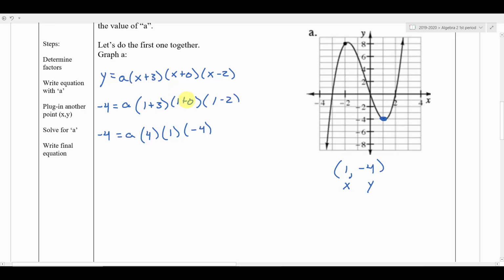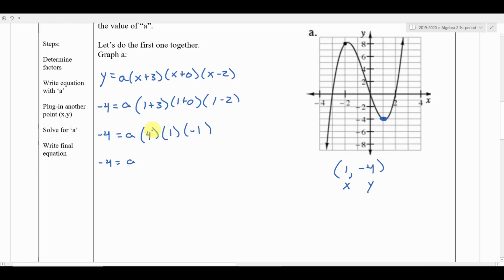Okay, so all I did from this step to this step was simplify a little bit. Okay, and then I'm going to simplify a little bit more. So I'm going to say -4 equals a, and then I'm going to multiply these 3 together. So 4 times 1 times -4, or I'm sorry, that shouldn't be a -4. It should be a -1. Sorry. Probably thinking I'm crazy.